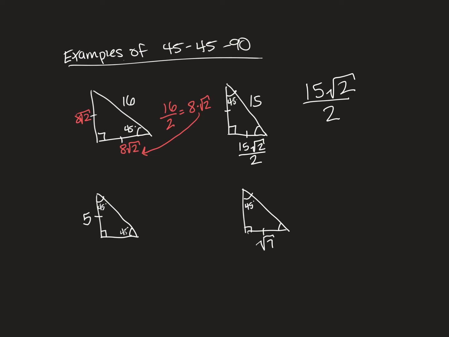Another way you can think about it is think about the ratios in a 45, 45, 90. You have x, x, x square root of 2. They gave you the hypotenuse. They gave you 15. So this is another way you can think about it.